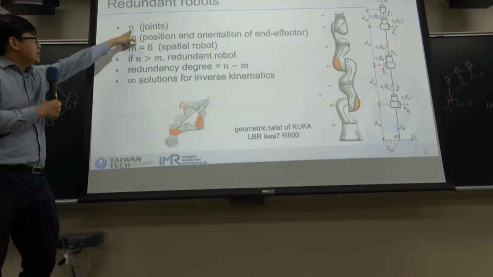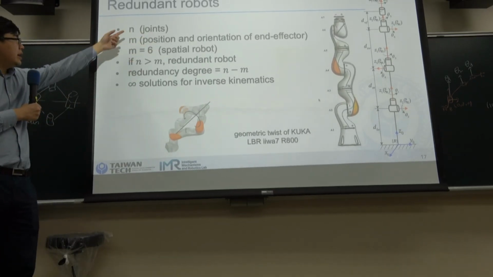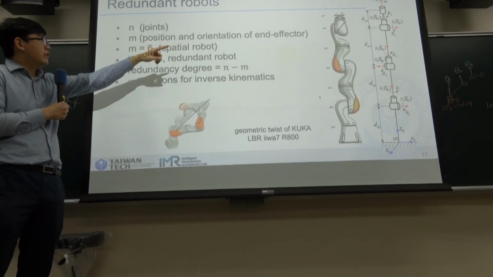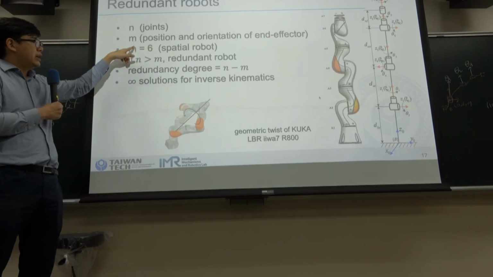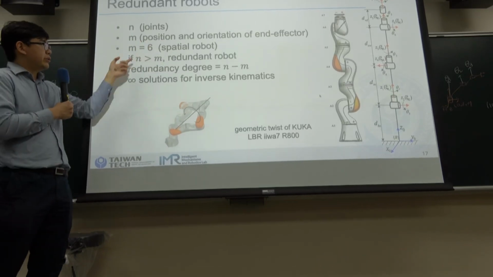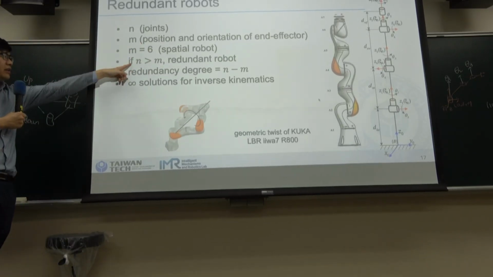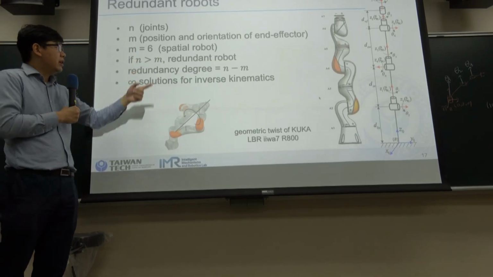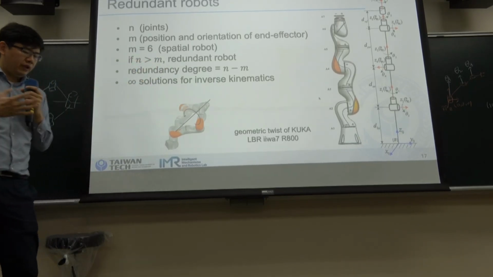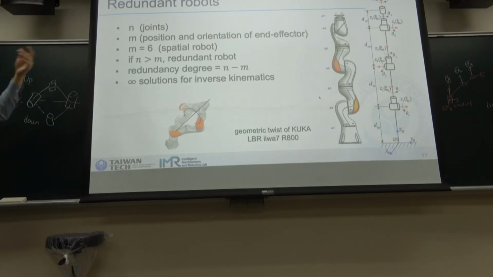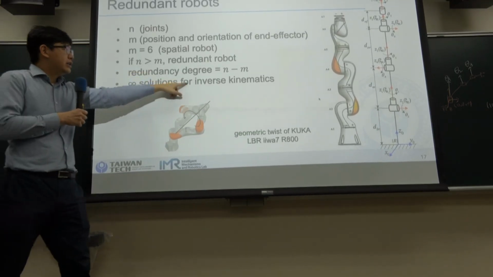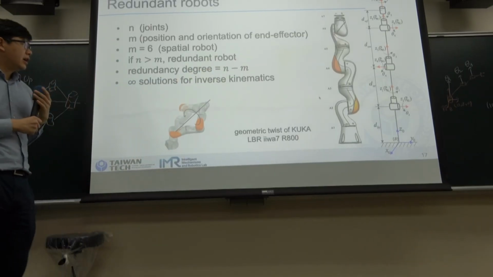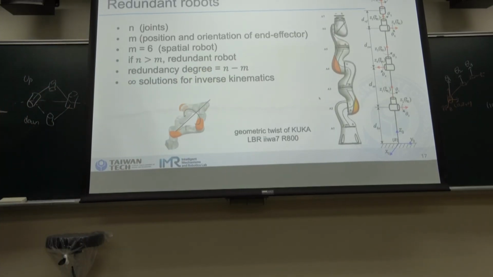So n is the joint number, and m is the position and orientation of the end effector. Normally, for a spatial robot m is 6, and for a planar robot it is 3. So if n is greater than m, we call this kind of robot a redundant robot, and the redundancy is n minus m. And this only applies to serial manipulators.